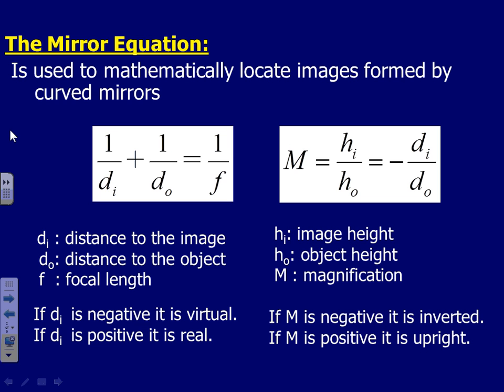If di, the distance to the image, is negative, it's virtual. So the signs tell us whether it's virtual or real. If di is positive, it is real. If the M is negative, it's inverted. It means it's down on the bottom. And if M is positive, it is upright.